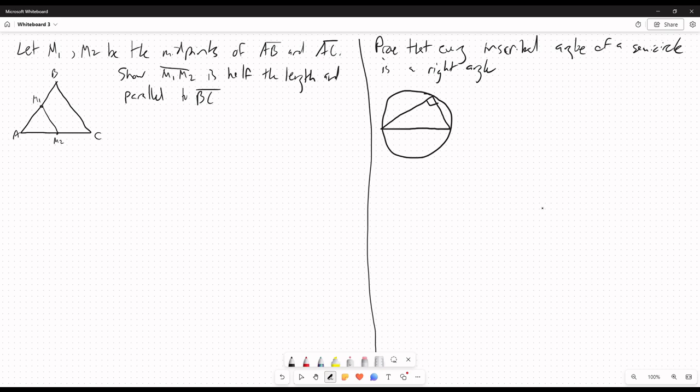Here we're going to show how you can use vectors and vector arithmetic to prove some claims in geometry. So first we're going to ask, let M1 and M2 be the midpoints of AB and AC in some sort of triangle. We're going to show that the line between M1 and M2 is half the length and parallel to BC. So the first thing we're going to want to do is turn everything into vectors.